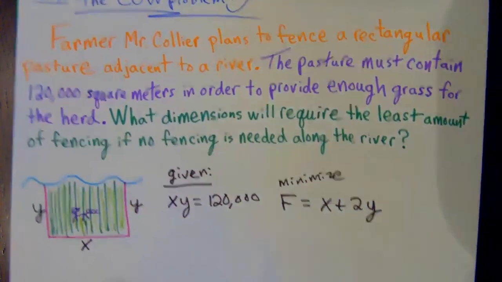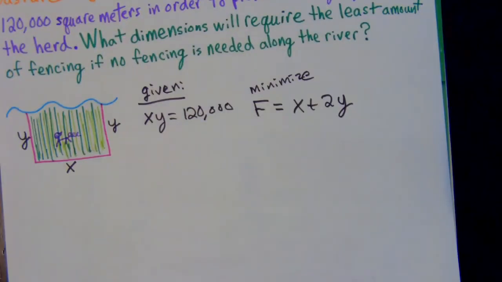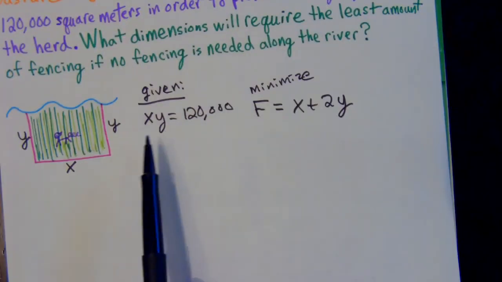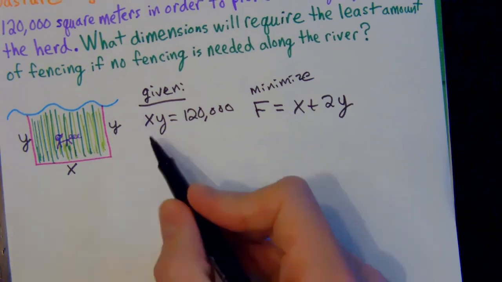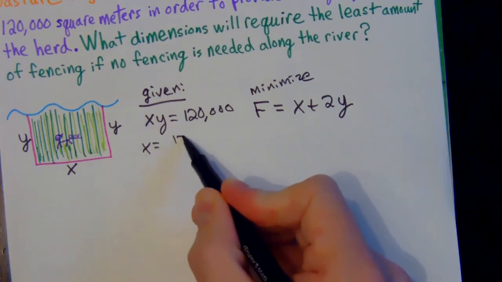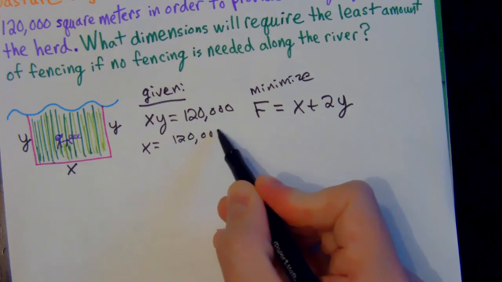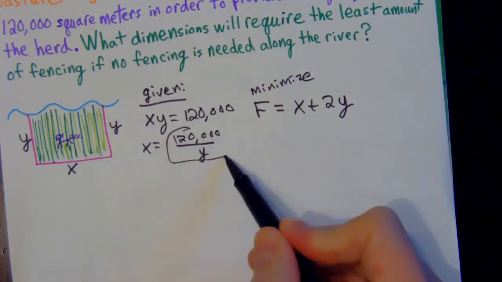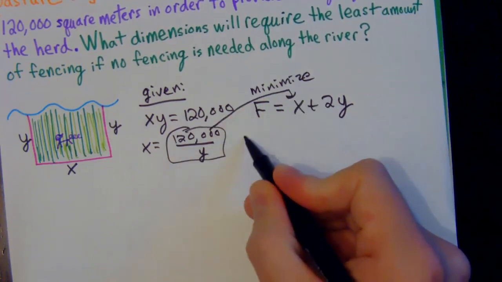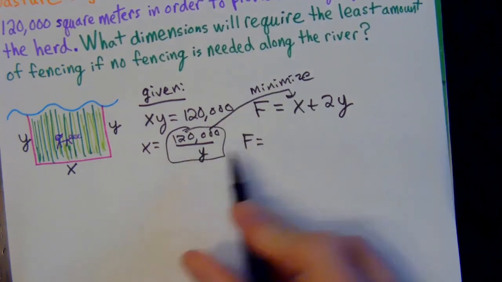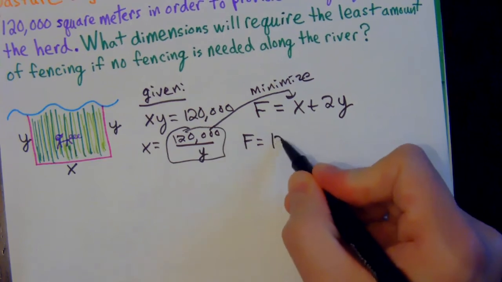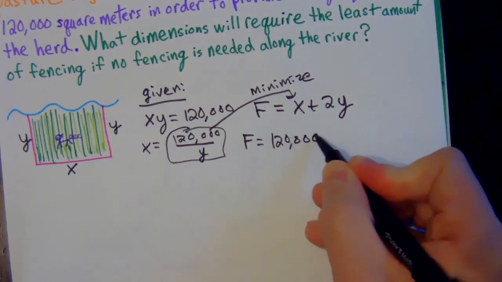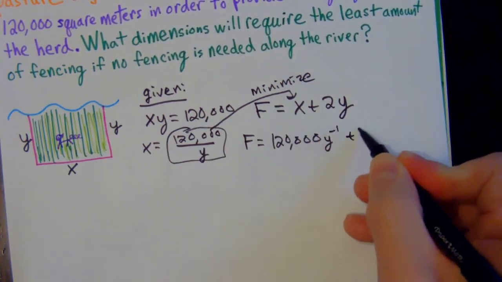But before we do that, we have to get this in terms of one variable. And since we solved for Y in the other problem, and I told you it didn't matter, this time I'm going to solve for X on this problem. It does not matter. And I'm going to take that and plug that in place for the X right there. I know I'm getting ready to take this derivative, so I'm going to move that up already. So we'll get 120,000 Y to the -1 plus 2Y.